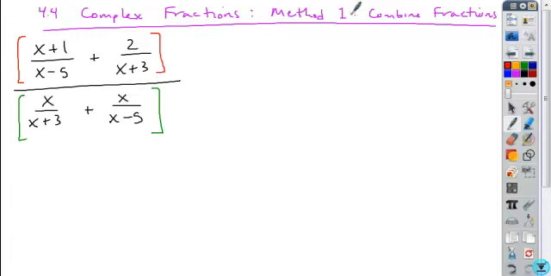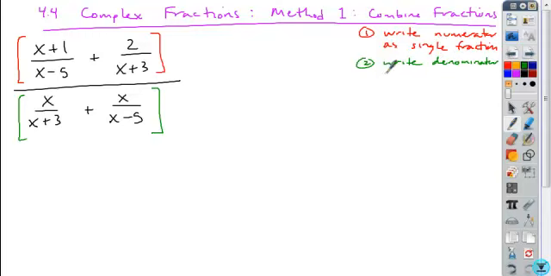Okay, so one of the options for approaching these, and again I'll refer to it as method 1, is just going to be combined fractions. So you convert your numerator into a single fraction, convert your denominator into a single fraction. Our first step would be to write the numerator as a single fraction, and then follow that with the same thing for the denominator. Write the denominator as a single fraction.